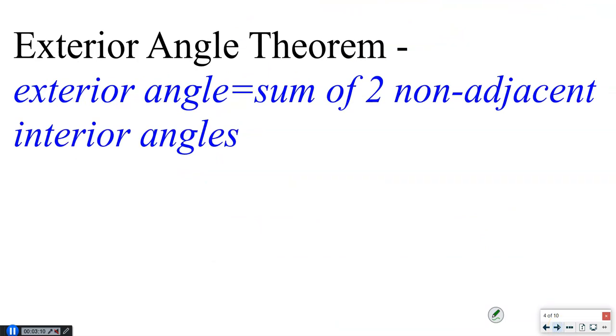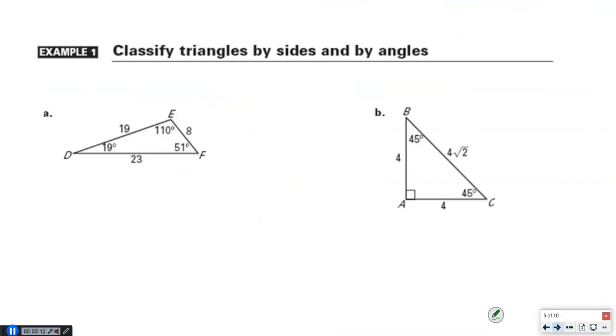All right, we're going to skip over these first two definitions. They'll be in part 2, and go on to these examples for classifying triangles. So we need to classify these triangles by sides and by angles. So let's do sides first. We look at our sides, we've got a side of 23, 19, and 8. None of them are the same. So it is a scalene triangle.